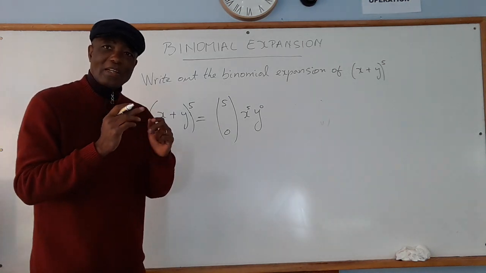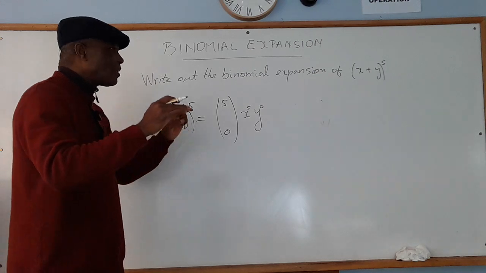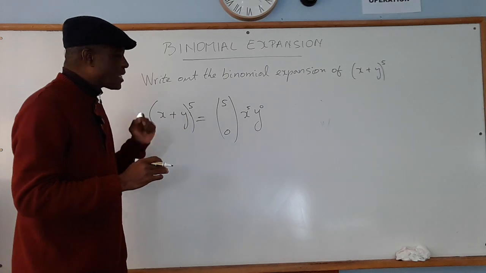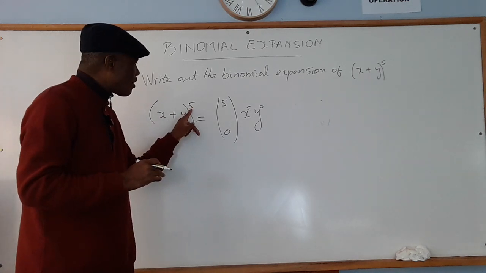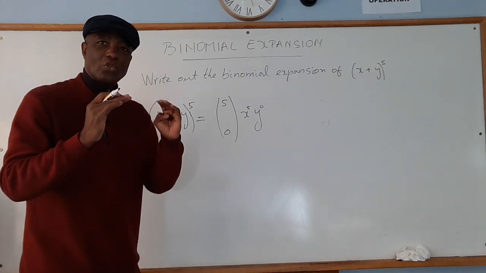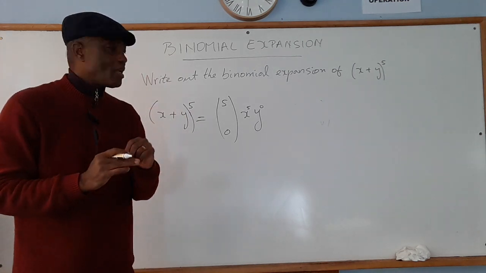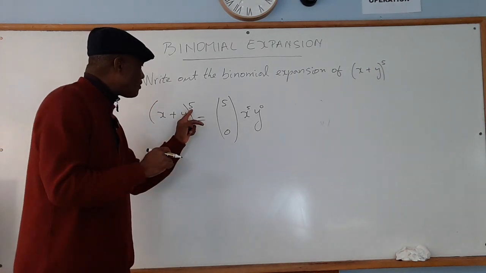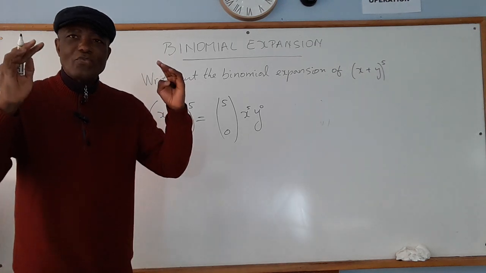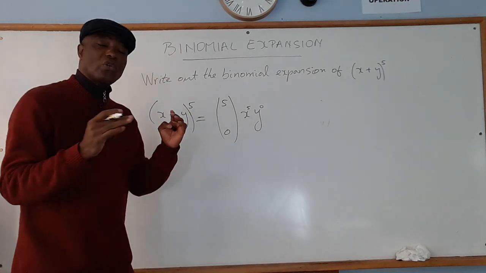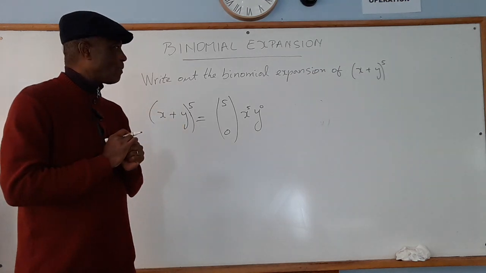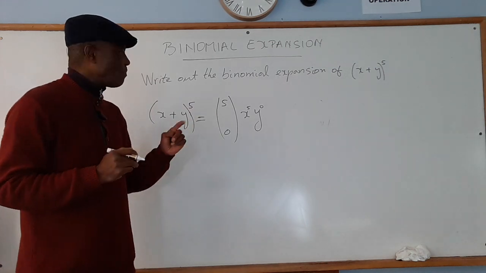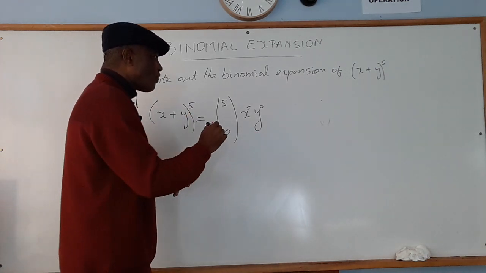But let me tell you in advance that the total number of terms will be 6 terms. So when we have power 5, we have in total 6 terms. If we have a 4 there, we have in total 5 terms. If we have a 3, we have in total 4 terms. If we have 2, we have in total 3 terms. Now, this is our first term.